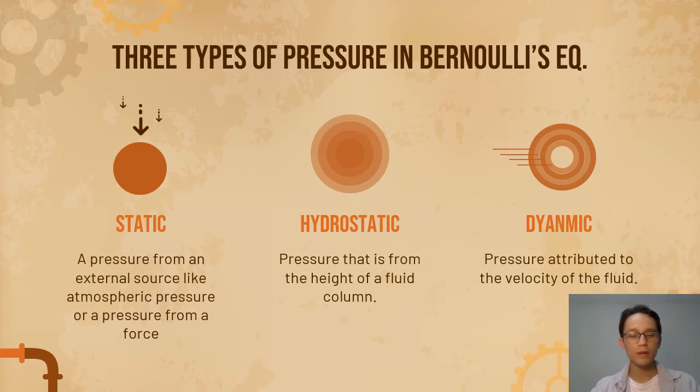So let's go over a little bit more in depth those three terms I brought up earlier. Static pressure, not to be confused with hydrostatic pressure, is any sort of pressure that comes from an outside source, like your atmospheric pressure or pressure from a force. Then you have hydrostatic pressure, which is more akin to some kind of potential energy that a fluid gets from the height of a fluid column. It's important to note that it is purely from the height and not any sort of volume above a certain point, just the height. Then there's dynamic pressure, which is attributed to the velocity of the fluid that is flowing.